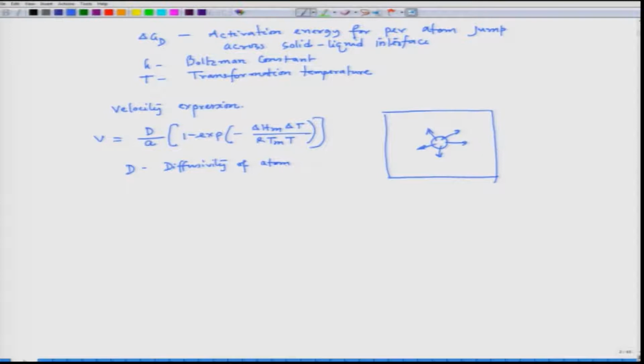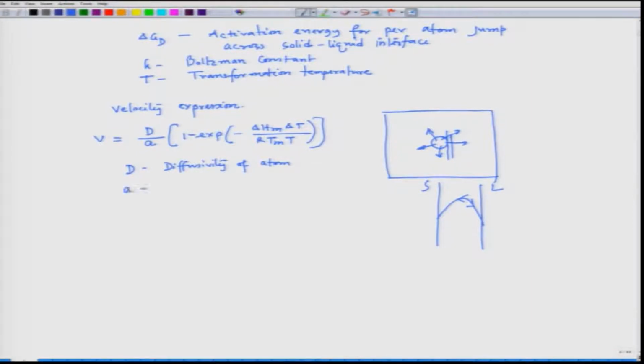And these atoms are basically jumping across the interface. Let us say this is the interface of liquid and this is the interface of solid. Then at these two interfaces, this is solid, this is liquid, the atoms are jumping like this from this end to this end, and that time we see what the diffusivity of the atom is.